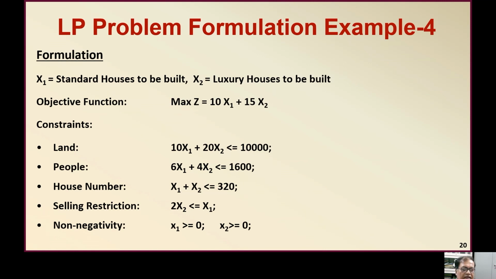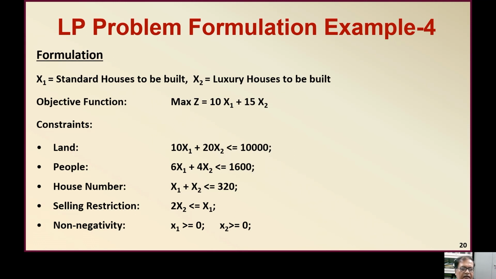What is the land constraint? 10x1 plus 20x2 less than or equal to 10,000. People constraint: 6x1 plus 4x2 less than or equal to 1600. House number: x1 plus x2 less than or equal to 320.